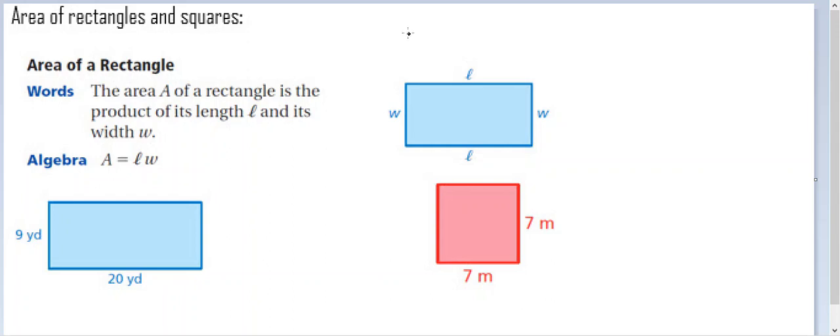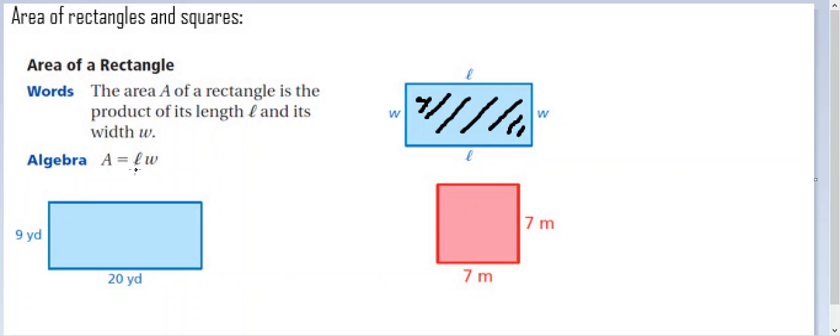Hello, so today we're going to talk about finding area of shapes. Finding the area. So the area is how much a shape takes up. So it's how big inside a shape is. All right, so the first example we have here is called area of a rectangle.